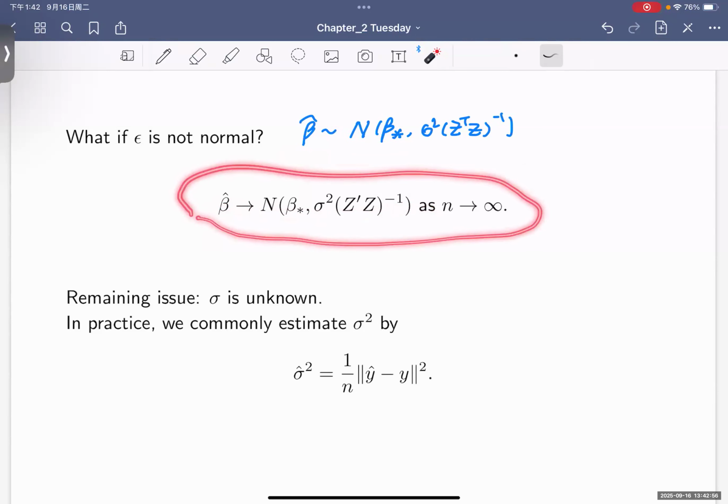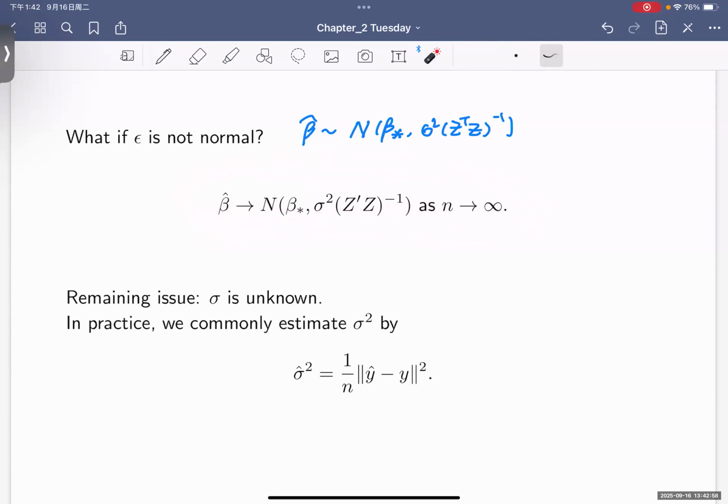we still have one remaining issue: in addition to the beta star, we don't know what the sigma square is. Sigma square comes from, so which part does it come from? It comes from our noise, epsilon. So how do we estimate the sigma square? How do we estimate sigma square?